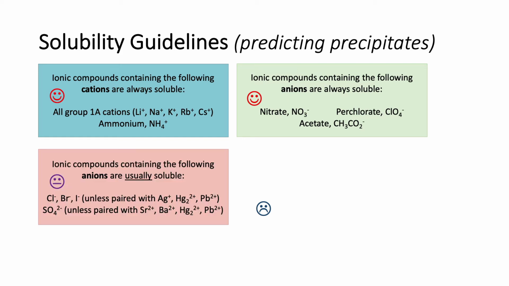Let's look at our straight face anions. You can see that they are usually soluble. So you can see here that we have some halogens, chlorine, bromine, and iodine. Fluorine does not fall in that category, by the way. And chlorides, bromides, and iodides are soluble unless you have them paired with very particular cations like silver or lead, or what we call mercury 1, which is a double mercury cation. Sulfates are soluble unless they're paired with strontium, barium, lead, and that weird mercury compound.